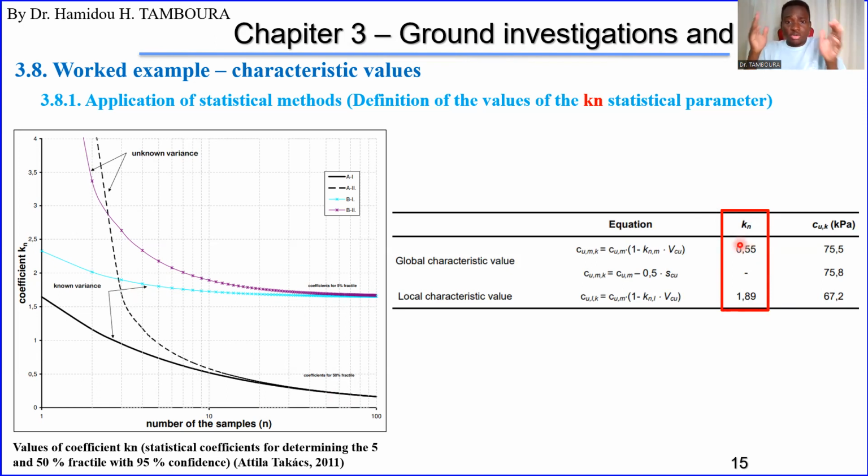Okay, but don't remember, this example is for how to obtain characteristic value using lab testing. Okay, in the next video, we will talk about how to obtain characteristic value using CPT, for example, CPT test. Okay, so that will be all for this video.